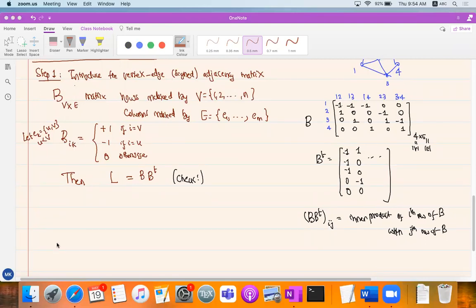Is it clear? Okay, I hope so. If not, please at any time, unmute yourself, ask questions, interrupt me. If you want me to repeat something, I'll be happy to, etc.